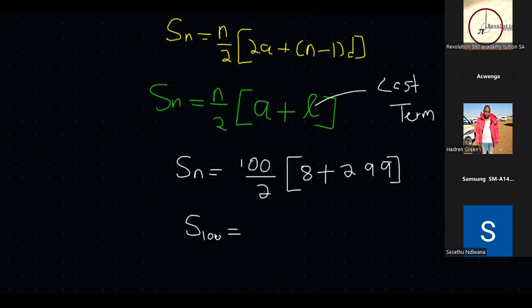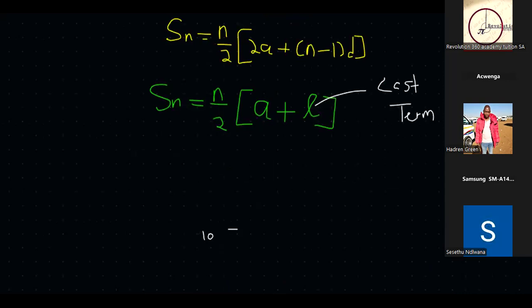Since we're having 98 terms, it will be S98, not S100. How I got 98: you say the number at the top of the sigma minus the number at the bottom of the sigma, and you always add 1. So that will be 98 here. You divide by 2, because 2 is from the formula. Then you say brace. Here, a is 8 because that's your first term of the series. And then you say plus, and the last term, what did we get? We got 299, so you write 299.